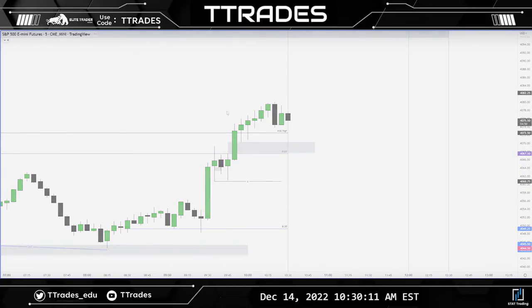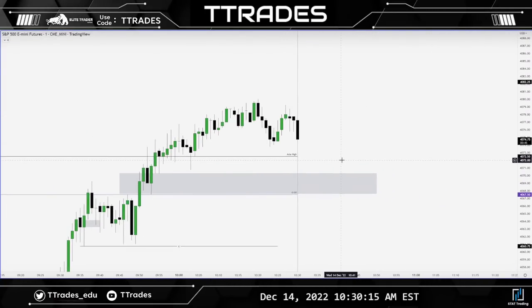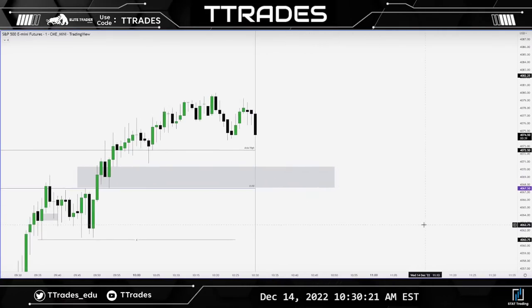So, yeah, not really impactful news so far, other than looking like I want to move towards this fair value gap I have marked out.